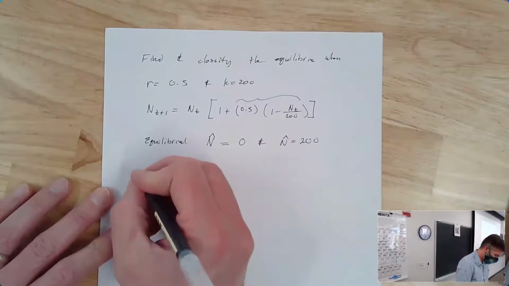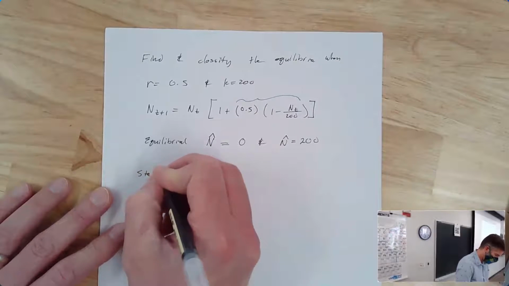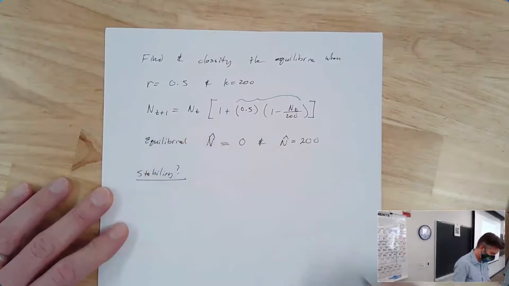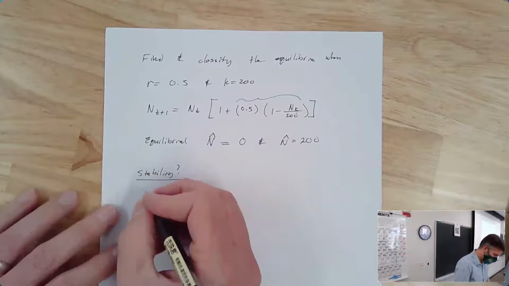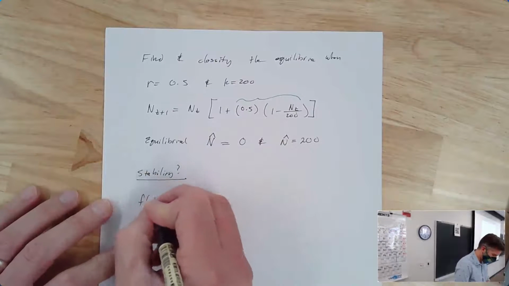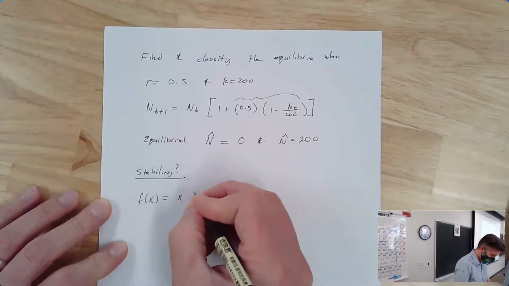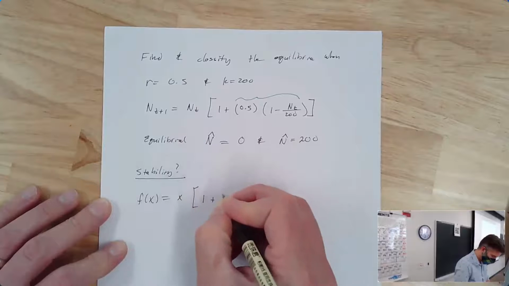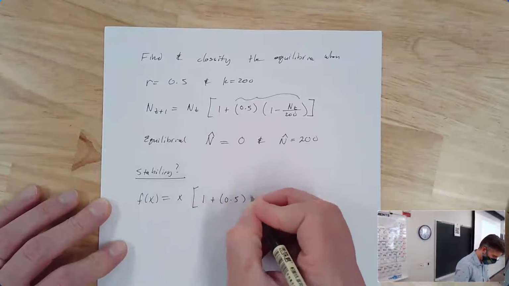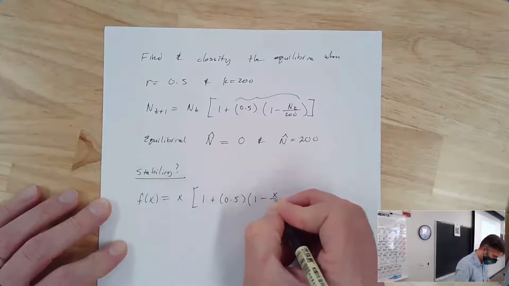So what about stability? So I'm going to rewrite my equation. I like to write it as a function of x. It just feels easiest to me. So I'm going to write this as f of x equal to x times 1 plus 0.5 times 1 minus x over 200.